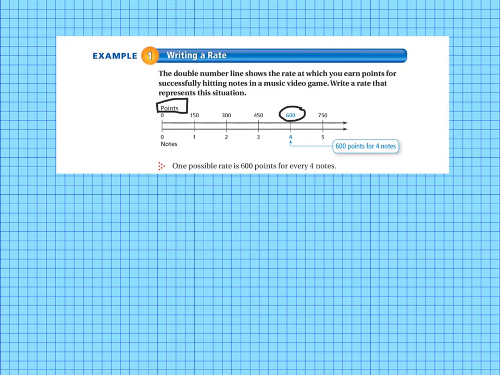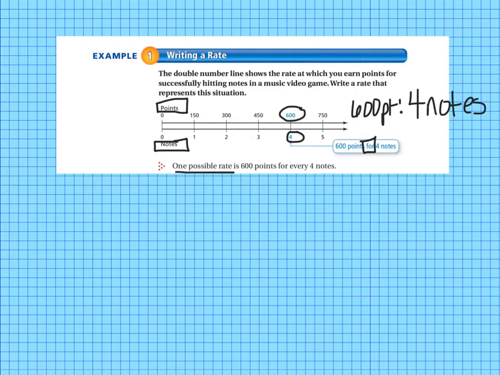and you put the word for or the colon, and then you take the number on the bottom that corresponds to that number on top and its unit. So 600 points for 4 notes is one possible answer. So one possible rate is 600 points for every 4 notes.